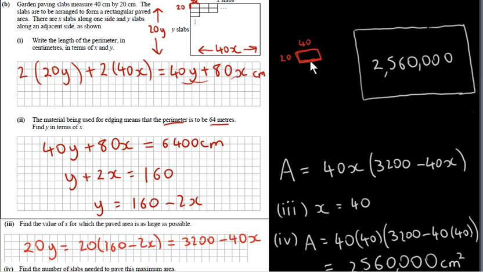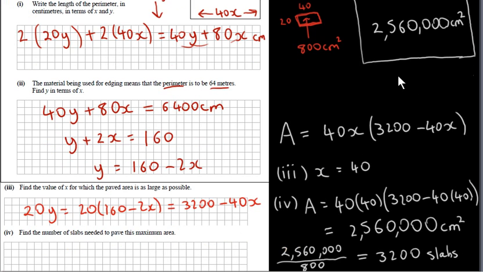So how do we get the area of this tile? Well, it's a rectangle. We multiply 20 by 40. So the area of this tile is 800 centimeters squared. So when we divide the paved area by the area of one slab, both units are in centimeters squared. So the centimeters squared effectively cancel, so we get a number that doesn't have any units. This is the number of slabs required, 3,200.